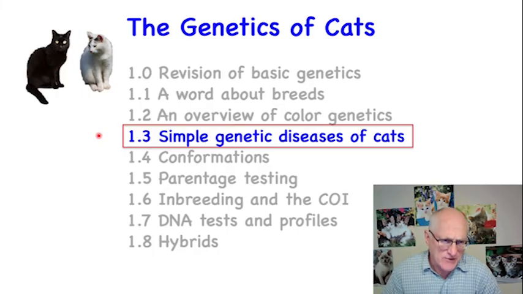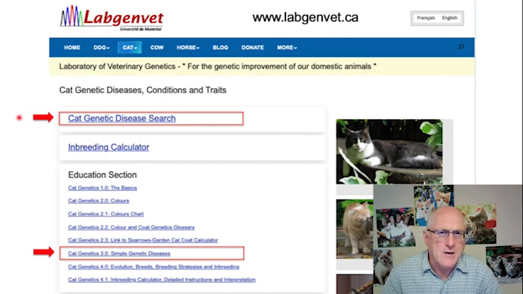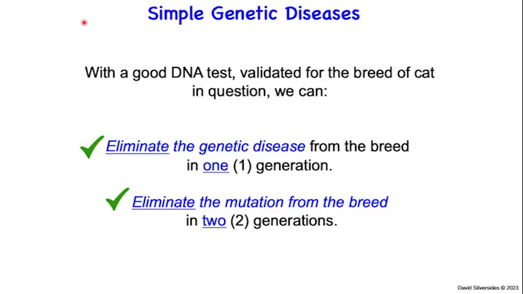The next topic for discussion is simple genetic diseases of cats. Once again, I will be using the labgenvet.ca website to help us with this discussion, and there are two sections to look at: an overview of simple genetic diseases, the logic behind them, as well as the cat genetic disease search function.